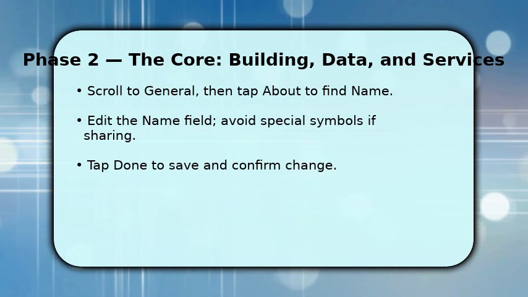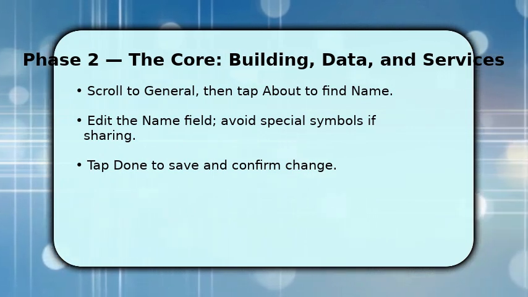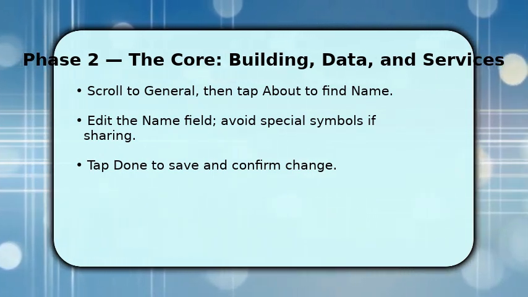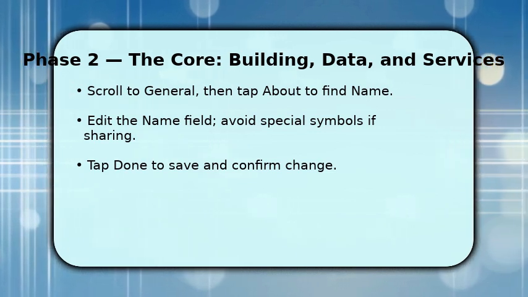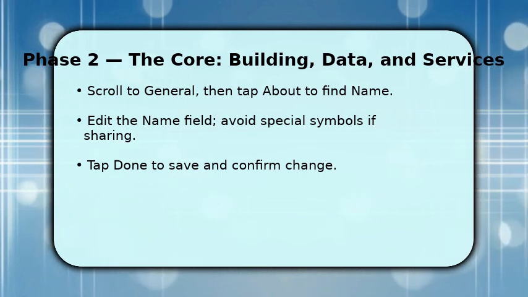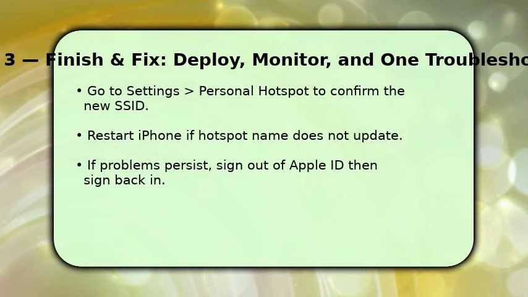Make sure the change appears in Settings immediately. If not, re-enter and save again. This step changes how other devices see and select your hotspot when you enable it. Finish by opening Settings, Personal Hotspot, and verifying the displayed network name matches what you set.